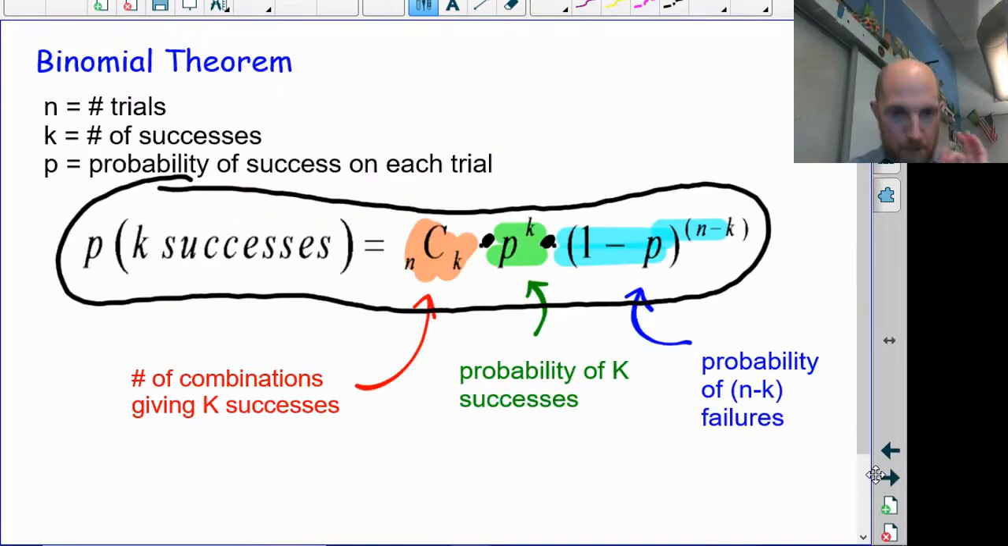So here is the binomial theorem. Right, so the equation is there in the circle. So that's our formula. Here's how we calculate probability. So the key is up there at the top. So we have these three variables. We need to know what they are.